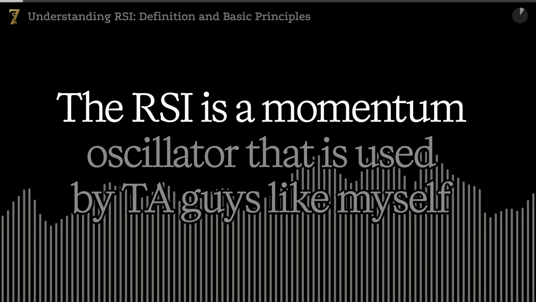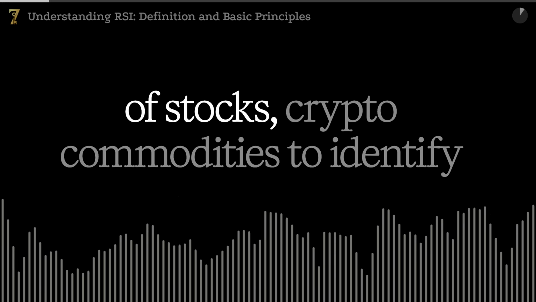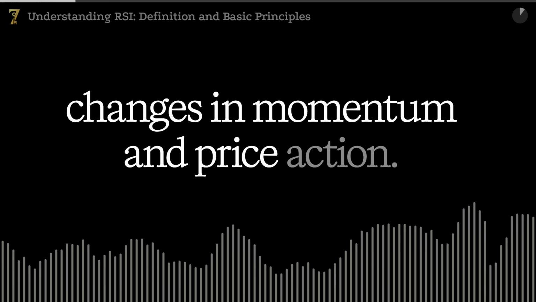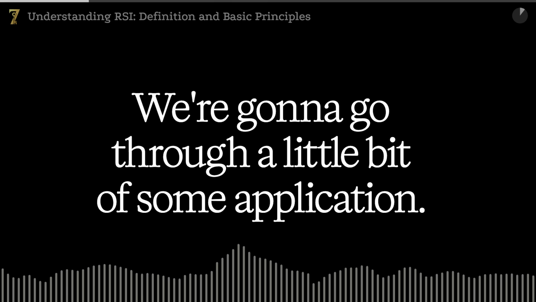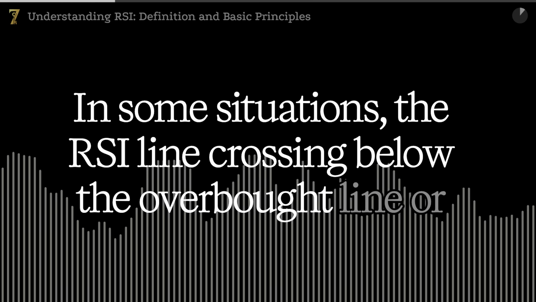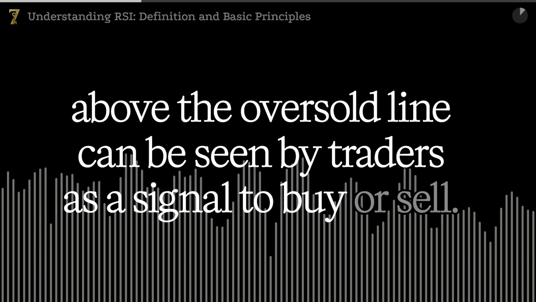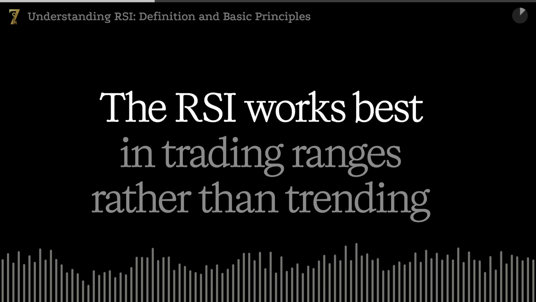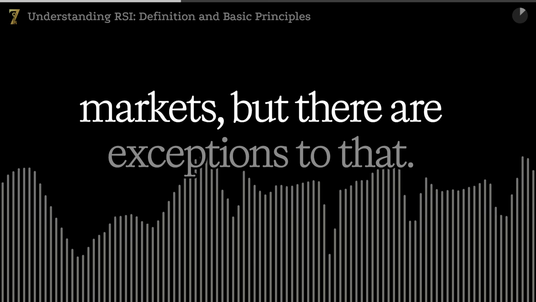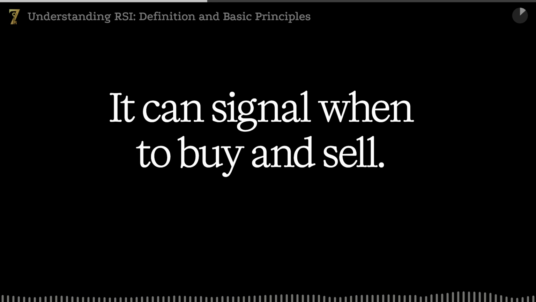The RSI is a momentum oscillator that is used by TA guys like myself of stocks, crypto, commodities to identify changes in momentum and price action. We're going to go through a little bit of some application. In some situations, the RSI line crossing below the overbought line or above the oversold line can be seen by traders as a signal to buy or sell. The RSI works best in trading ranges rather than trending markets, but there are exceptions to that, okay? It can signal when to buy and sell.